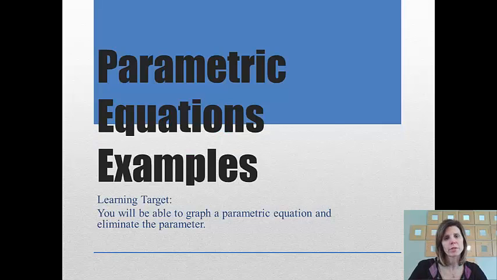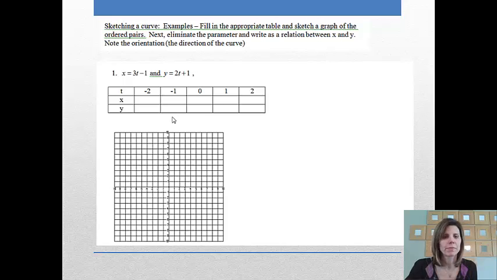Now that you are somewhat familiar with what a parametric equation is, we are now going to do some examples. At the end of this lesson, you'll be able to graph a parametric equation, and then you'll also be able to eliminate the parameter. If you look at these first examples as sketching a curve examples, fill in the appropriate table and sketch a graph of the ordered pairs. Next, eliminate the parameter and write as a relation between x and y. And also we'll note the orientation or the direction of the curve when we actually graph it.